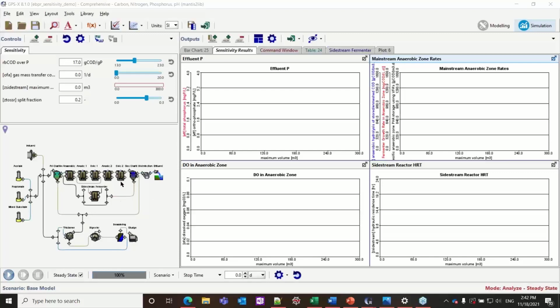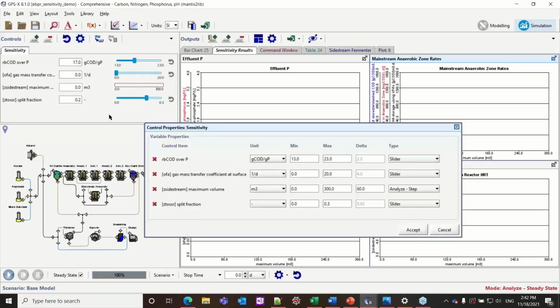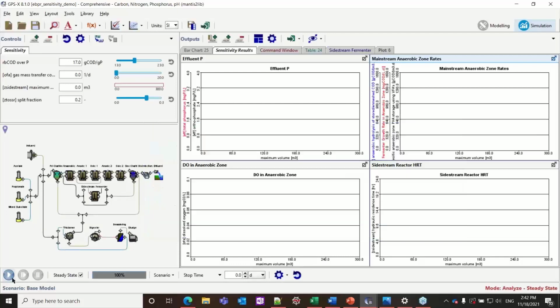Okay, so for the first sensitivity analysis, as I said, I'm converting a conventional Bardenpho process into an S2EBPR process by incrementally increasing the size of the side stream reactor. Here you can see I have the side stream maximum volume, and I have the variable set up as an analyzed step variable. So it's going to step from 0 to 300 meters cubed at a delta of 60. I'm just going to start running that now.